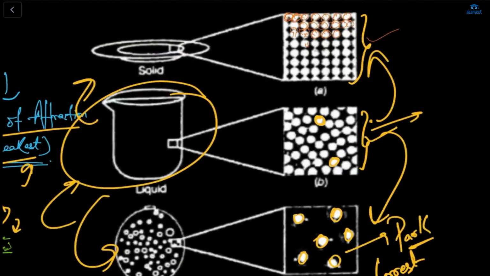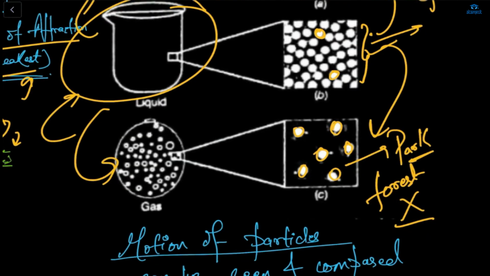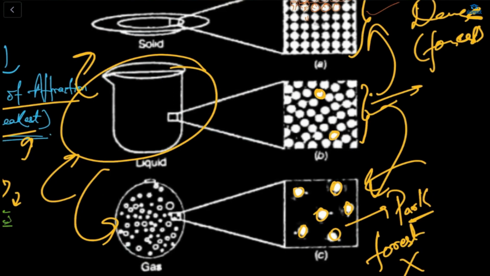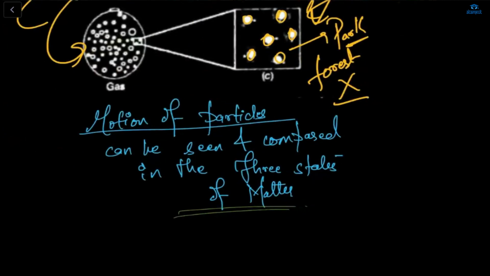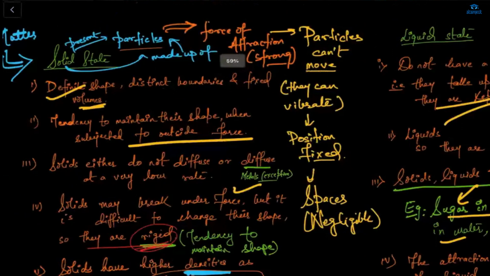ठीक है. So here in the solid, this is more dense. Why? Because this looks like a forest. Here in this gas, this looks like a park. So they have a very weak force of attraction, and the liquid is medium. Okay, so this is how the motion of particles can be seen, and compressibility, in the three states of matter. So these three states of matter we discussed.